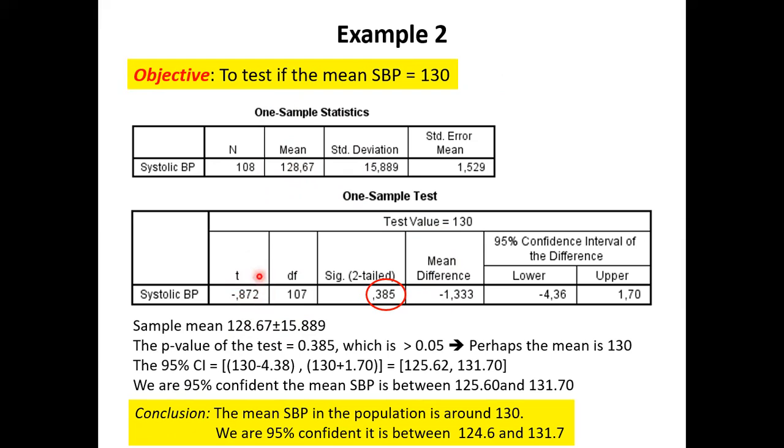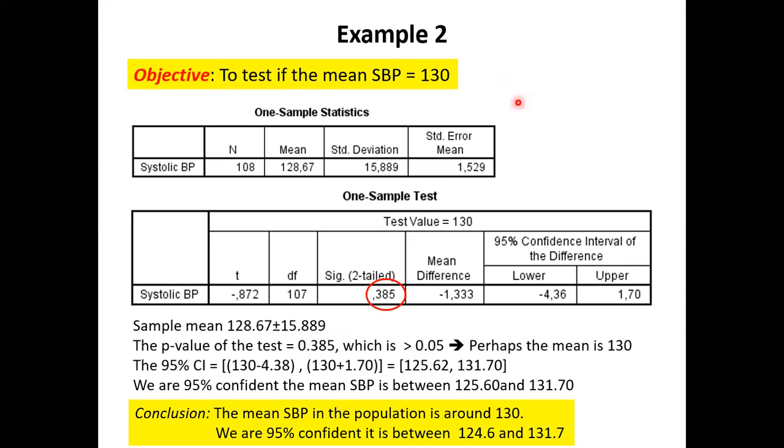This t-value, is it big or small? Is it close to 0 or far from 0? That's where the p-value comes in. Is the p-value more than 0.05? Yes. So do not reject H null.